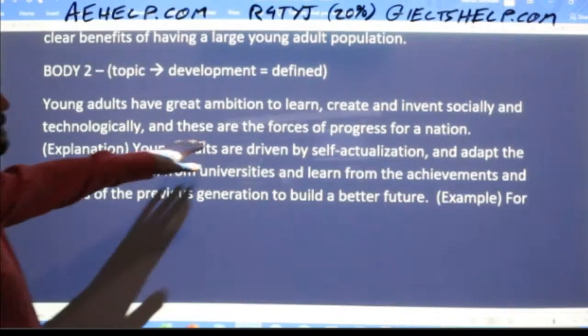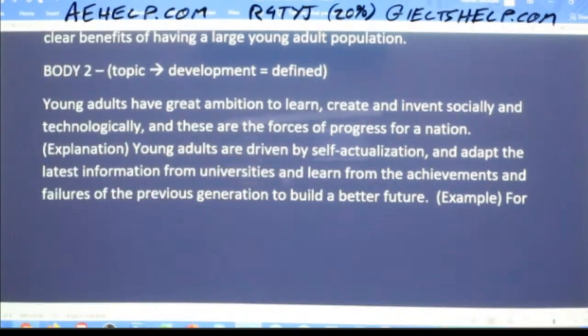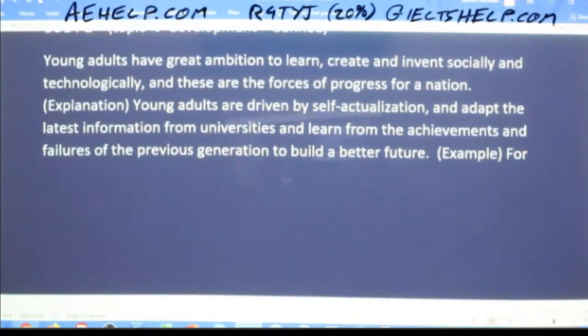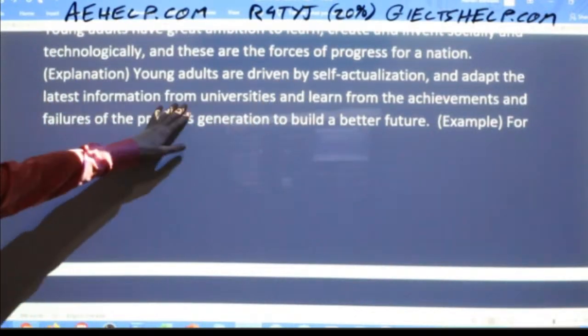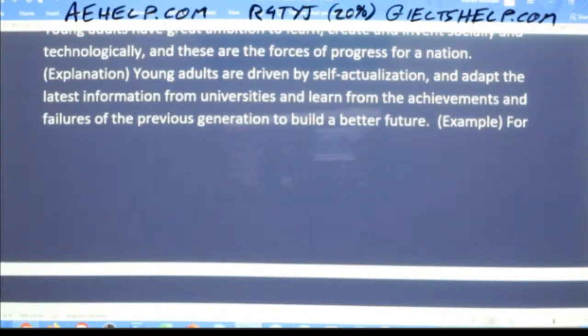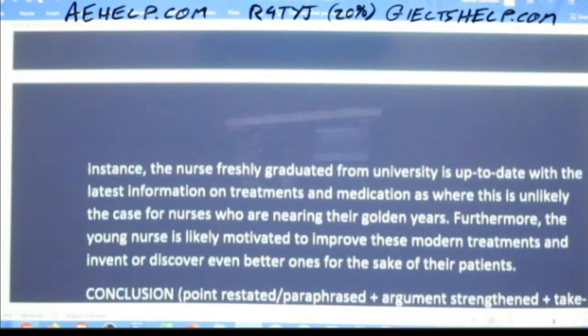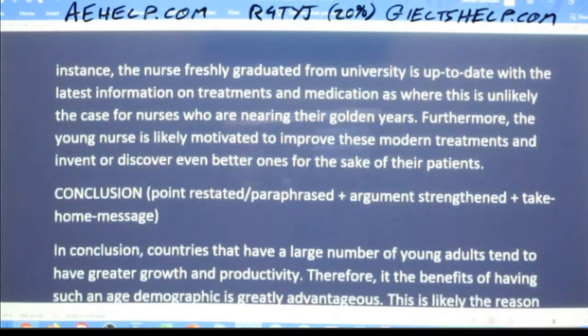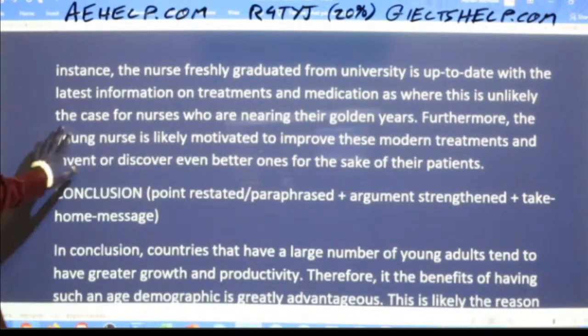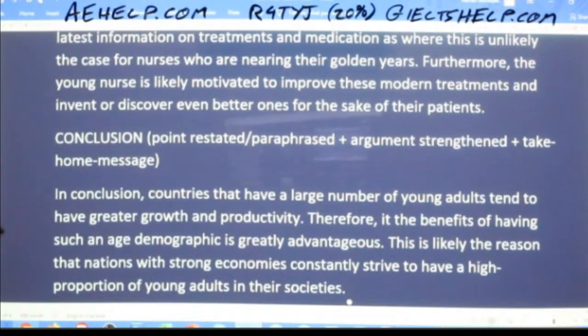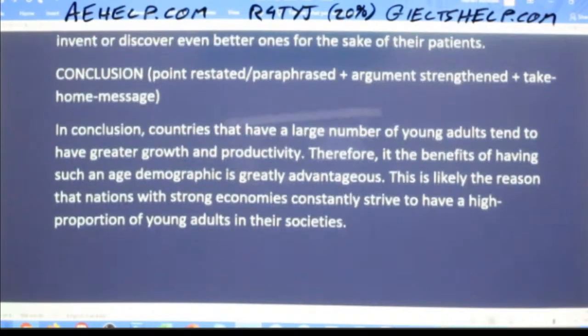Young adults have great ambition to learn, create, and invent socially and technologically. And these are the forces of progress for a nation. Young adults are driven by self-actualization and adapt the latest information from universities and learn from the achievements and failures of the previous generation to build a better future. For instance, the nurse freshly graduated from university is up to date with the latest information on treatments and medication, as where this is unlikely the case for nurses who are nearing their golden years. Furthermore, the young nurse is likely motivated to improve these modern treatments and invent or discover even better ones for the sake of their patients.